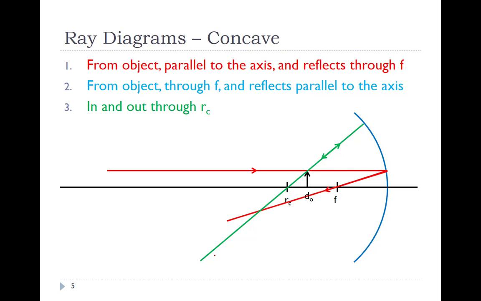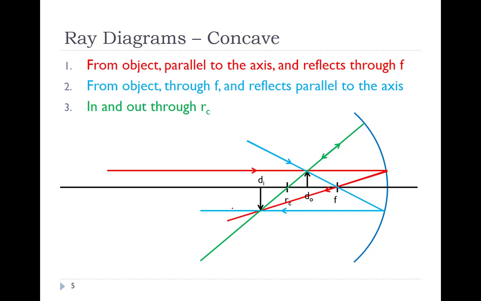The red ray comes in parallel to the axis and then reflects through the focal point, but it has to hit the top of the object. Don't forget about that. And the blue one hits the top of the object on its way in, also hits the focal point, and then reflects out parallel. The 3 reflected rays meet over here, and that is where the image is.